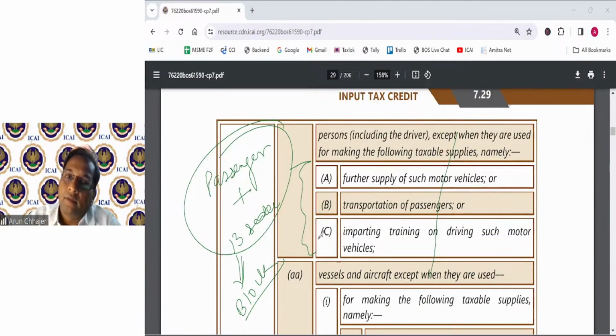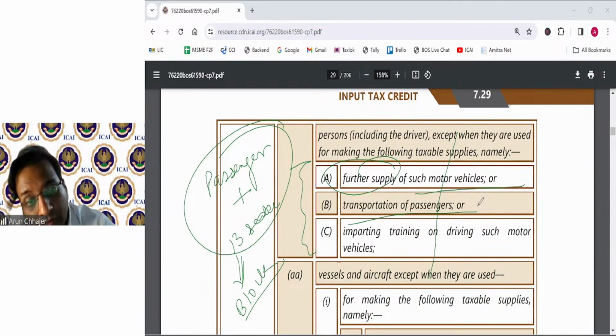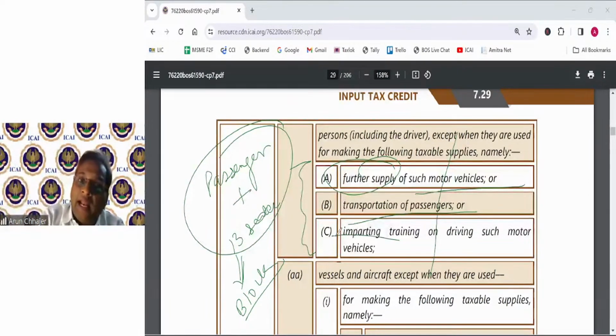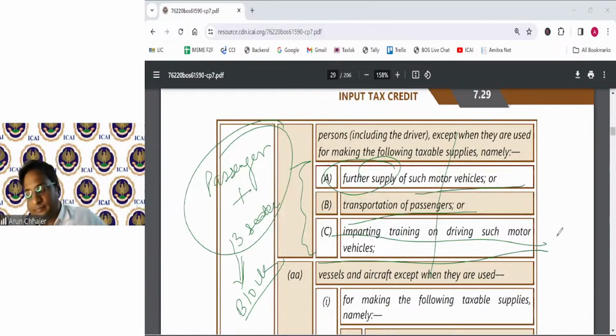Exception number 1: if you are engaged in the further supply of that motor vehicle, of such motor vehicle. Which motor vehicle? The motor vehicle which you purchased, and you are engaged in the further supply of such motor vehicle, the transportation of passenger, and imparting the training for driving such motor vehicle. If you are covered in these exceptions, then still you can take the ITC.